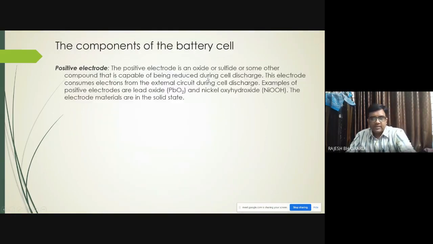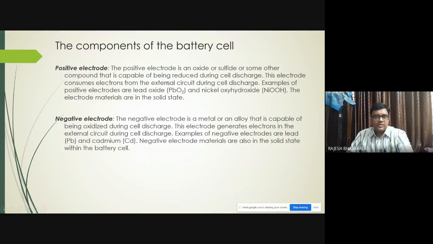Right. Next. So at a positive electrode, reduction happens, and at the negative electrode, oxidation happens, and during this oxidation, the negative electrode releases electrons. Generally, if you use a lead acid battery, lead peroxide is used as the positive electrode, and if you use nickel hydride batteries, then you use nickel oxyhydroxide as the positive electrode. And for the negative electrode, generally we use lead and cadmium.